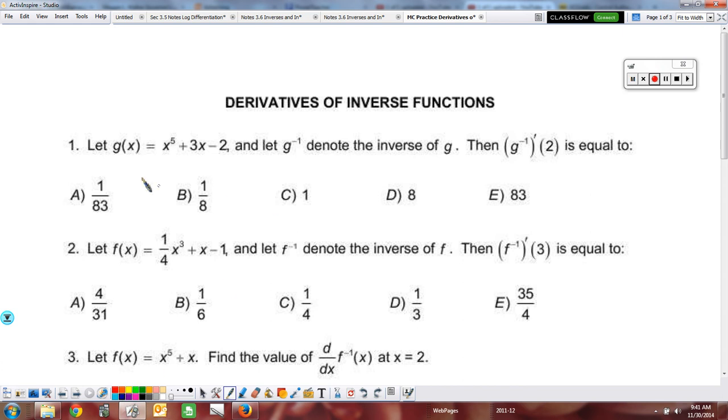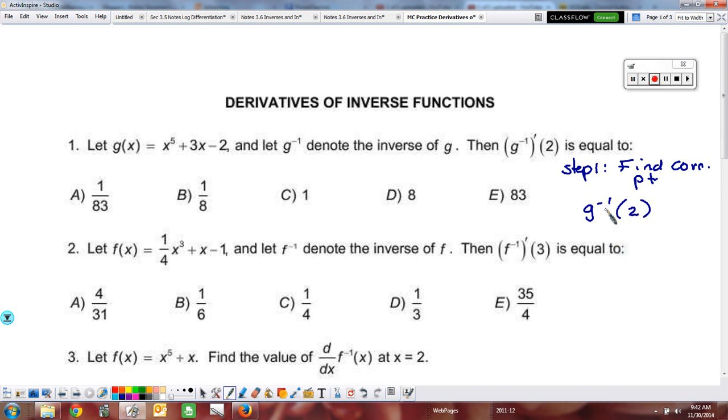Alright, so let's take a look at number one. I have a function g, I have an inverse of g, and we're trying to find the slope of the inverse function at 2. So in all of these problems, there are two steps. Step one is you have to find the corresponding point. Remember, it's not the slope, we're first just finding the point. We want to find g inverse of 2, what that is equal to.